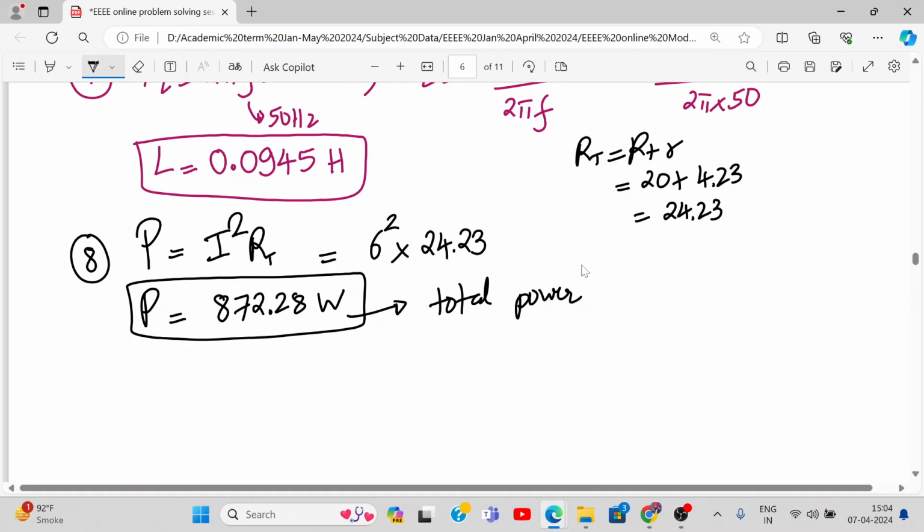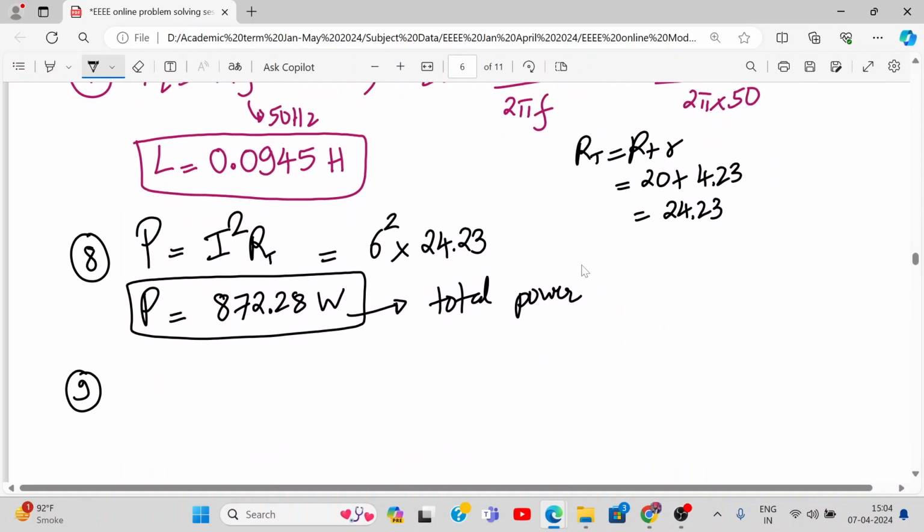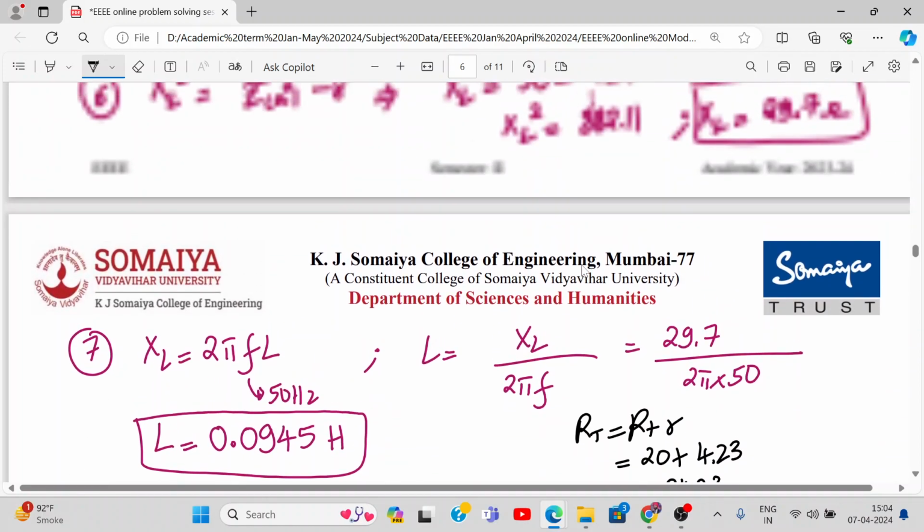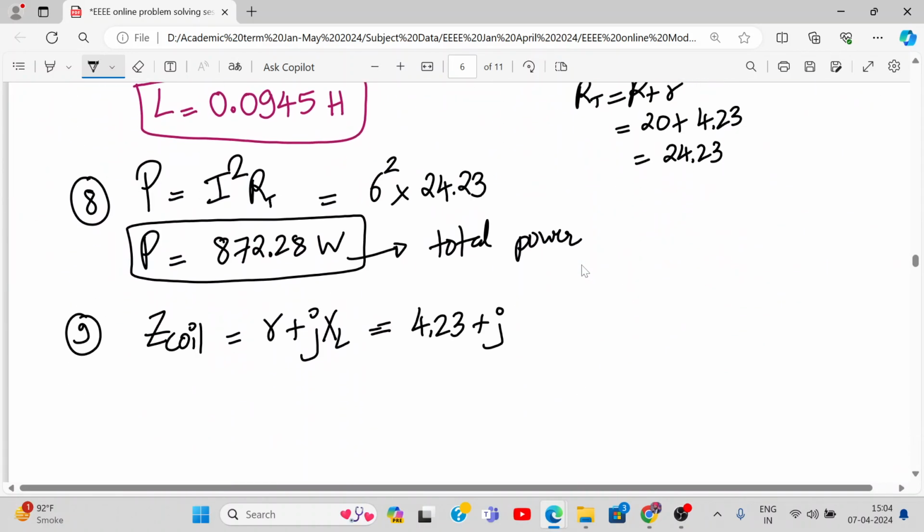So now why we required the value of L, XL and all that, we'll understand now. Can we find out, everyone, are you listening? Can we find out Z coil in rectangular form? How do we write it? R plus JXL. Agree? Agree हो कि नहीं? Yes ना? So R is 4.23 plus JXL, कितना था हमारा? 29.7, right?